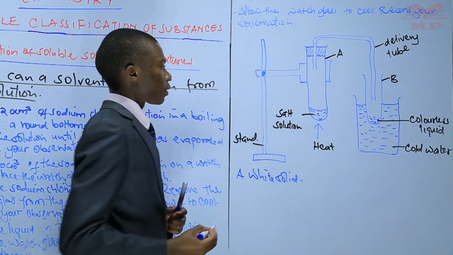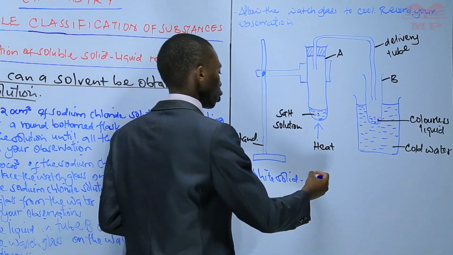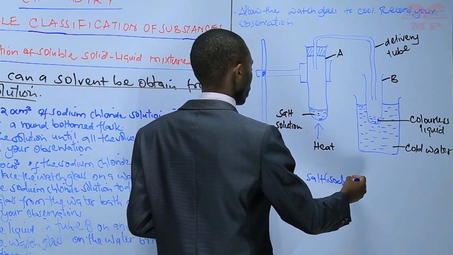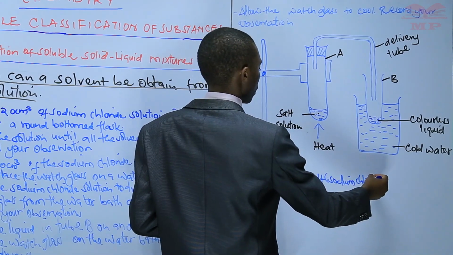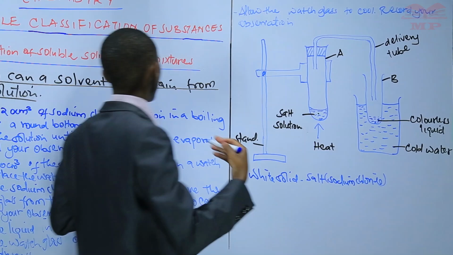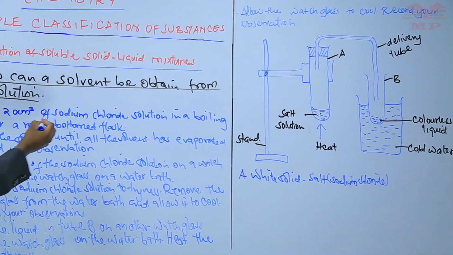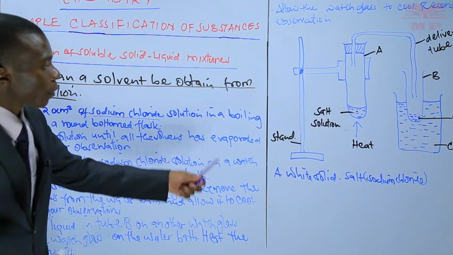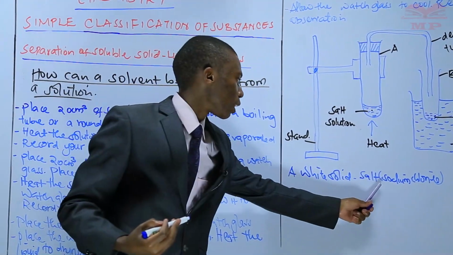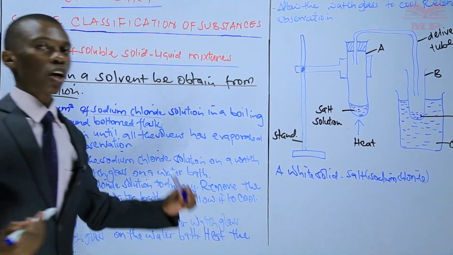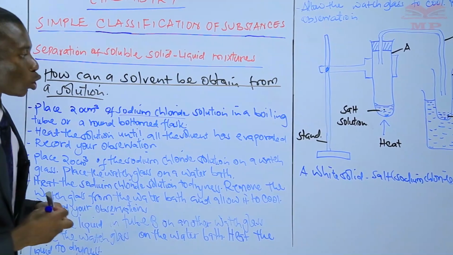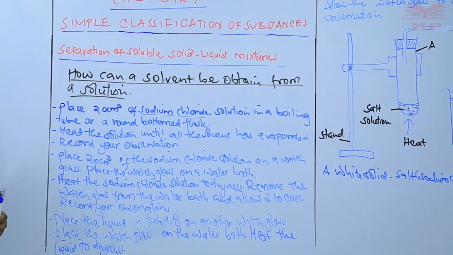The white solid left is salt, and the salt is sodium chloride. Because we had used sodium chloride, whatever is left is a white solid. And this white solid is a salt, and the salt is sodium chloride. All the water is evaporated. You are left with sodium chloride salt.